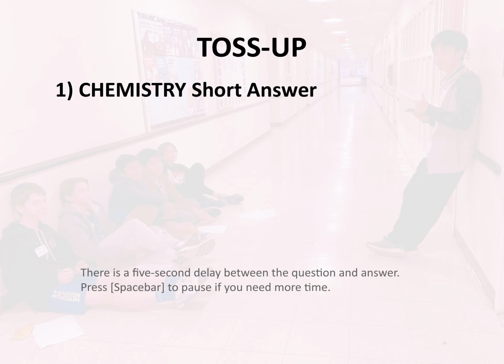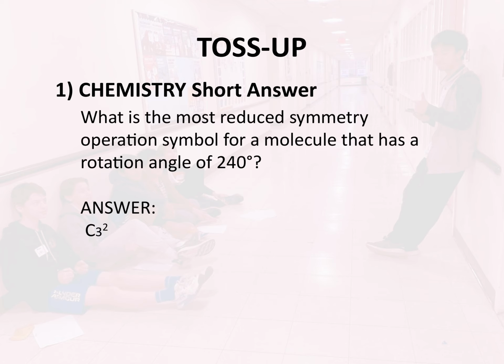Toss-up 1. Chemistry. Short answer. What is the most reduced symmetry operation symbol for a molecule that has a rotation angle of 240 degrees? Answer. C32.